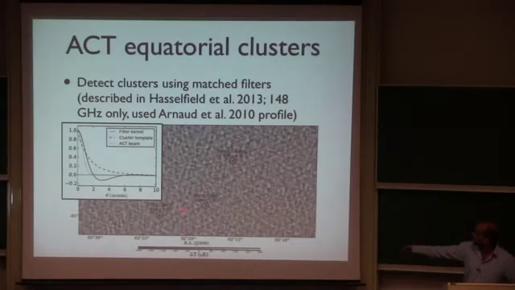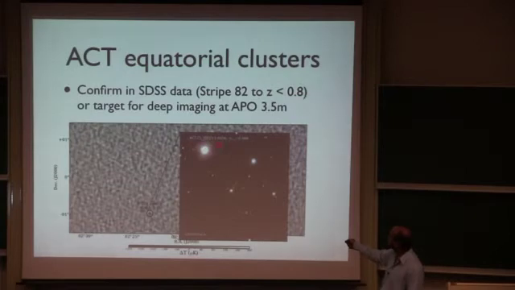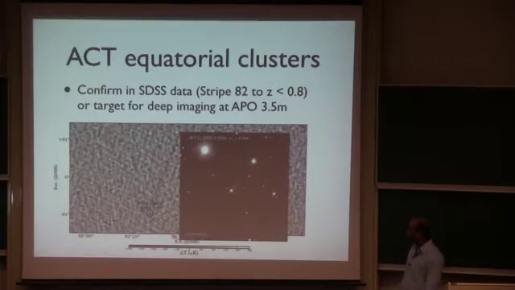And then you go and look. And the beauty of this is that because we have Stripe 82 data, you can go and look at the Sloan data at this position, and out pops the cluster. Right? So this is J0223. And so you can go to Sloan and confirm it. So optical follow-up is crucial to confirm the purity of our sample.